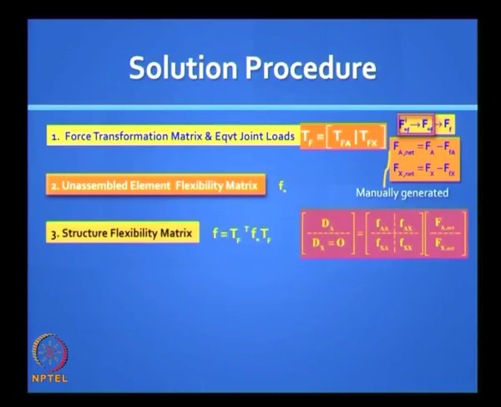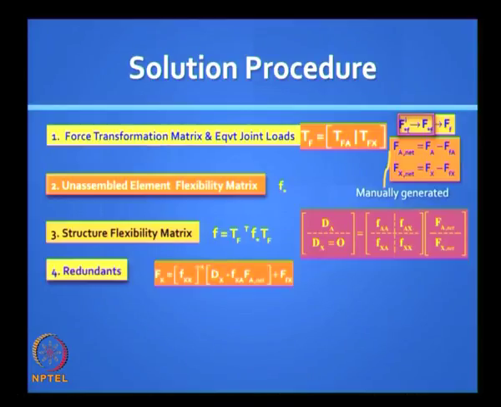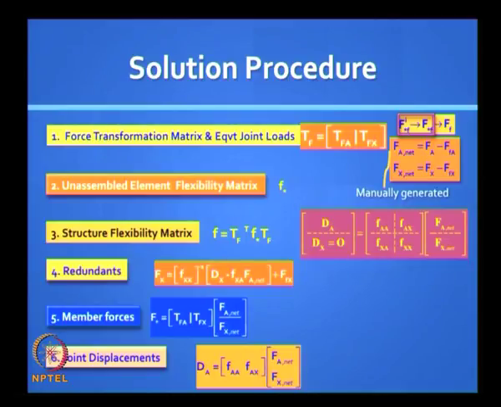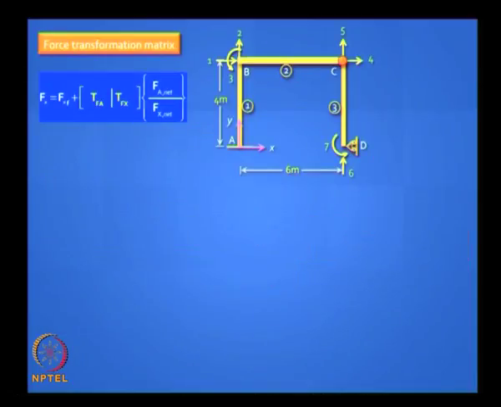Unassembled element flexibility matrix, structure flexibility matrix, TF transpose F star TF, write down the displacement equations, solve the compatibility equations, get the redundants, get the member forces, and if you wish, get the joint displacements. The procedure is very clear. Items 4 and 6 emerge from those set of equations. From the second equation you get the redundant, from the first equation you get the joint displacement. We have done this earlier, the procedure is the same.